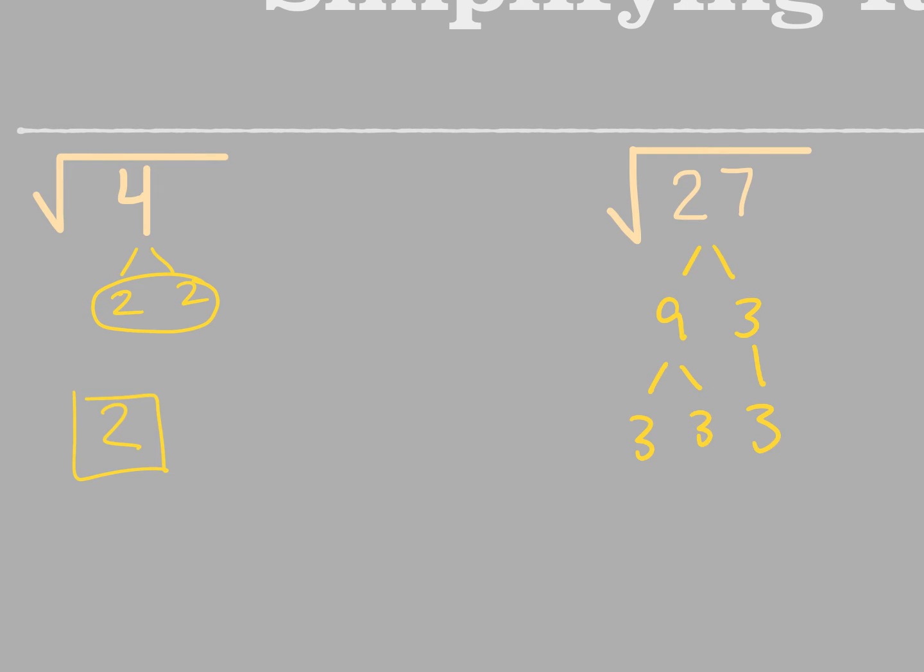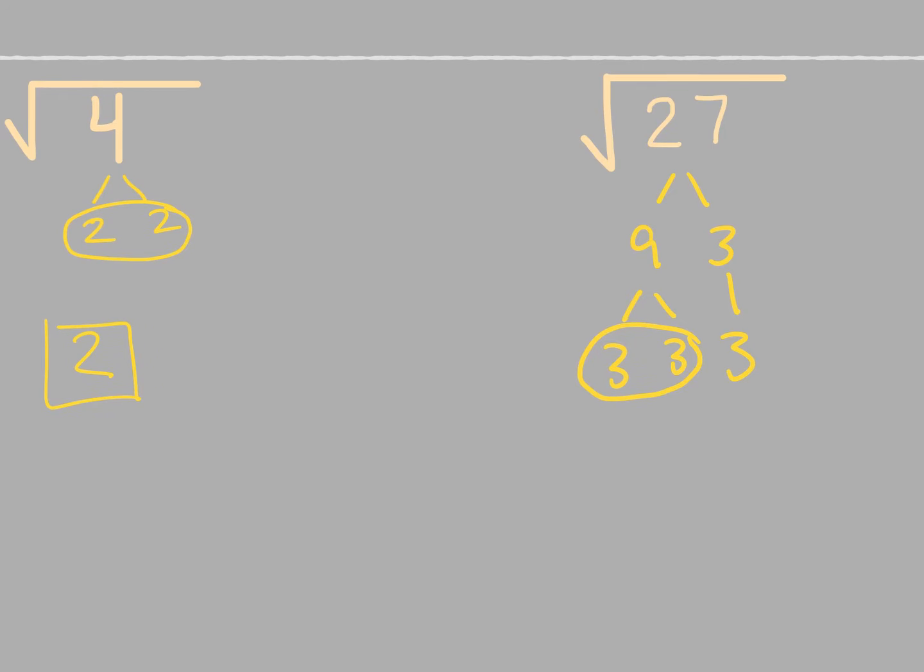What can I circle here? I can only circle 2 3's because I can only circle 2 at a time. So what comes to the outside? 1, a 3. And what stays on the inside? 3. The other 3 stays on the inside. So if it doesn't have a pair, it stays on the inside.